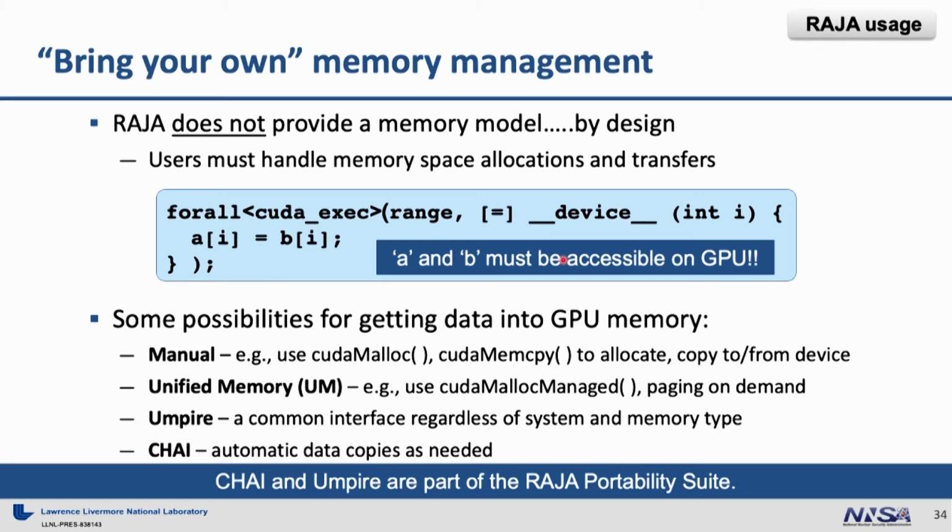And the way that you normally do this is you can just manually manage your memory for the GPU. You can use CUDA malloc, and you have to CUDA memcpy from host to device and back. You could use unified memory, or you can use other tools in the RAJA Portability Suite like Umpire and CHAI. Okay.